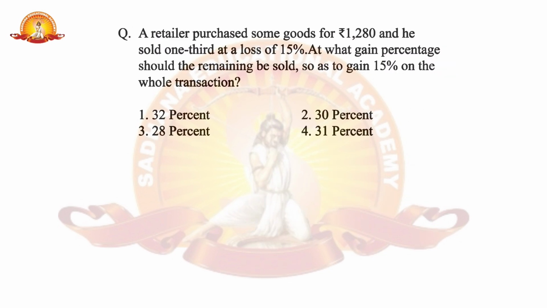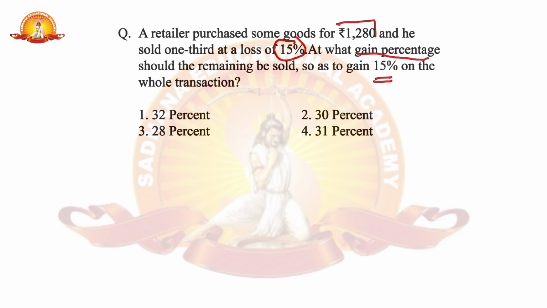A retailer purchased some goods for 1280 and he sold 1/3 at a loss of 15%. At what gain percent should the remaining be sold so as to gain 15% on the whole transaction? So he has sold 1/3 of the goods at 15% loss. We have to find the gain percentage of the remaining goods so that his overall percentage is 15%. So here percentages are given. We need to find percentage.